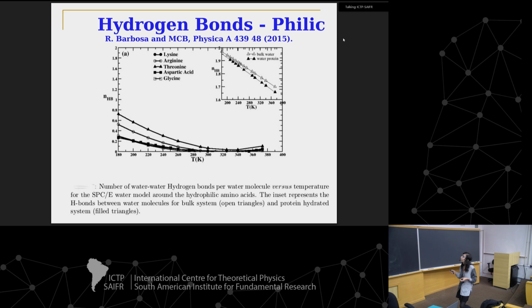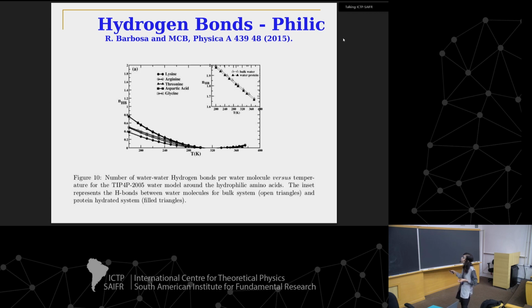Then we calculate the number of water hydrogen bonds per water molecule versus temperature. So here's the number of hydrogen bonds of water in the vicinity of any of the hydrophilic sites, and you can see that again the number of hydrogen bonds dies with temperature, and the numbers are much lower than you expect for water hydrogen bonds. The same happens with the two models, because here I'm just comparing SPCE with TIP4P, and you can see this decrease.